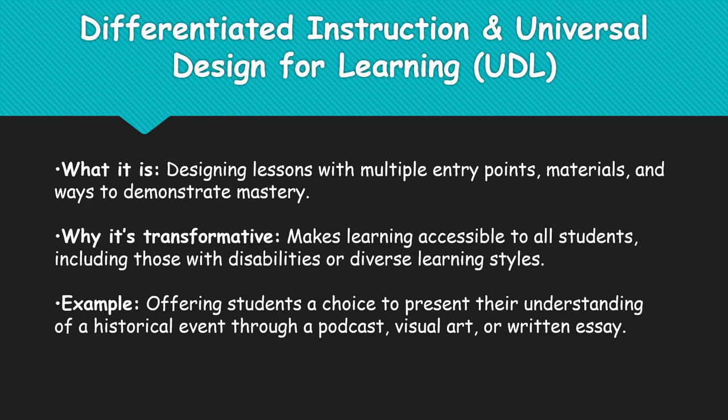Now let's look at differentiated instruction and universal design for learning. What is this? Designing lessons with multiple entry points, materials, and ways to demonstrate mastery. Students do not all learn the same. Therefore, we must teach in different ways in order to accommodate each student and meet their needs. Why is this transformative? It makes learning accessible to all students, including those with disabilities or diverse learning styles.